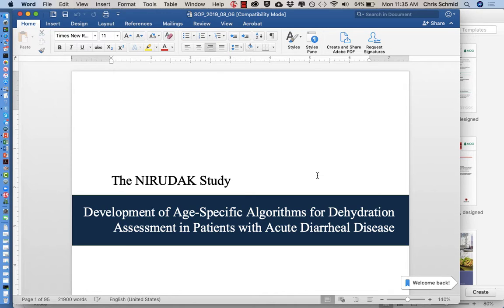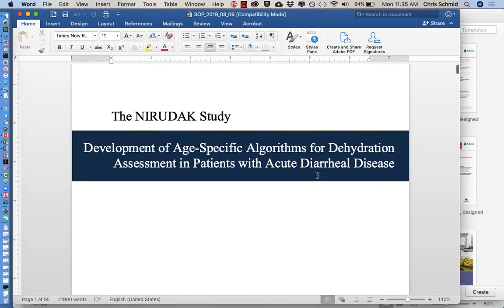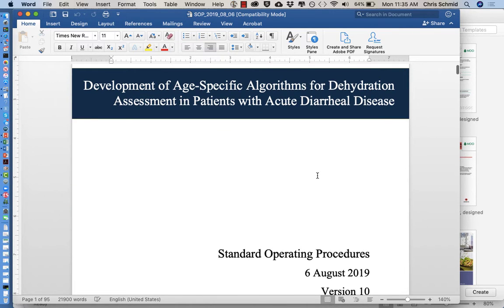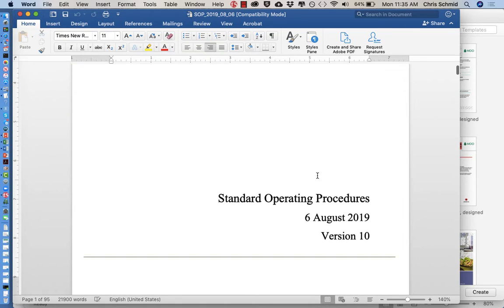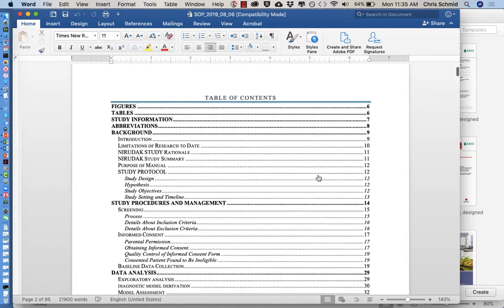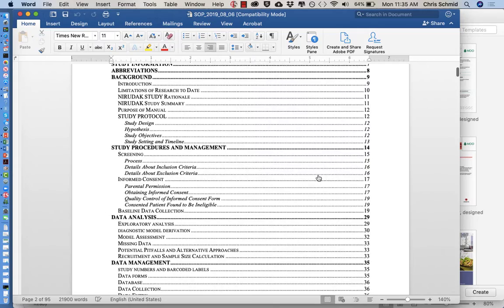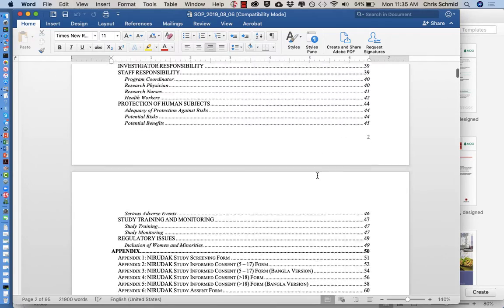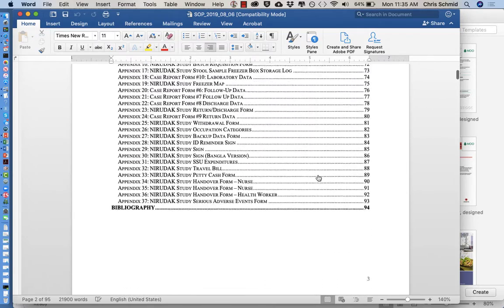All right, so this is the protocol that was developed. It was originally a grant proposal. There's now a protocol. So I just want to show you some of the things that we cover in this protocol. So here's the table of contents. And so let's go through what this thing, and there's lots of appendices.